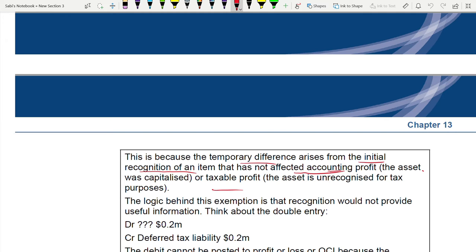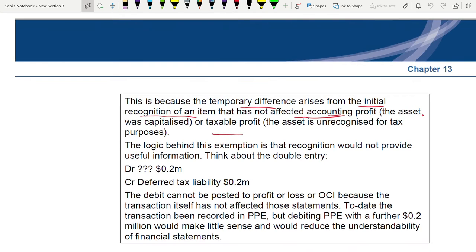Okay, so the logic behind this exemption. That's why you cannot recognize a temporary difference that will not occur. It is exempted. What is the logic behind this? The recognition would not provide useful information. If you recognize it, it will not give useful information. Why? You can credit deferred tax liability.